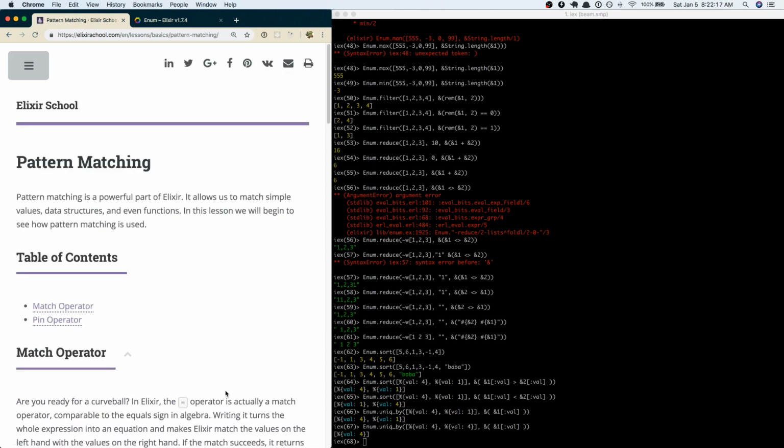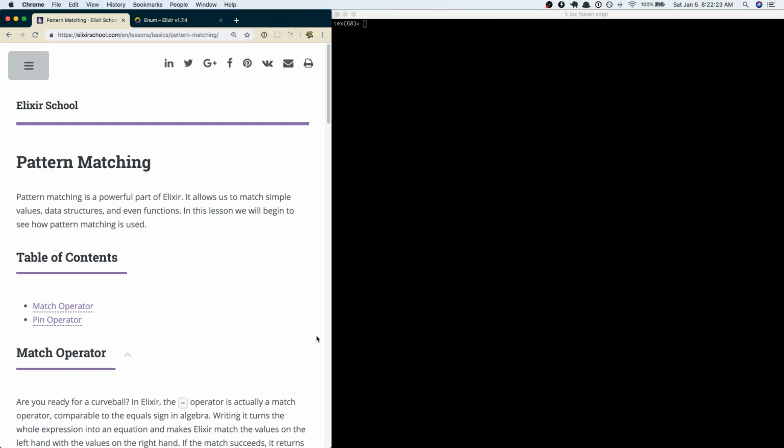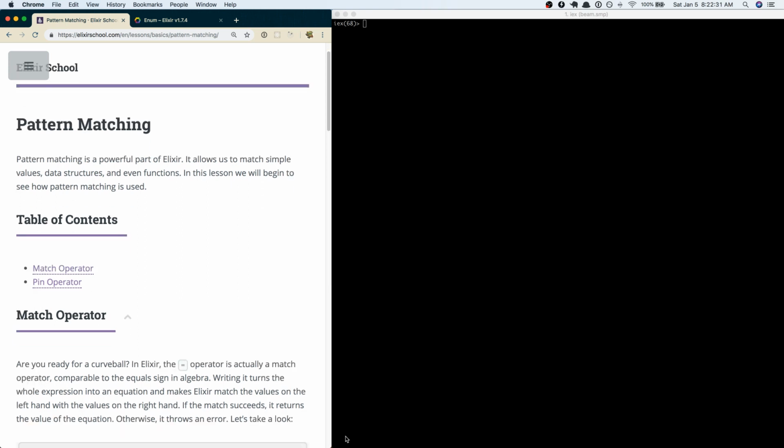Pattern matching. Pattern matching is a powerful part of Elixir. It allows us to match simple values, data structures, and even functions. In this lesson, we will begin to see how pattern matching is used.